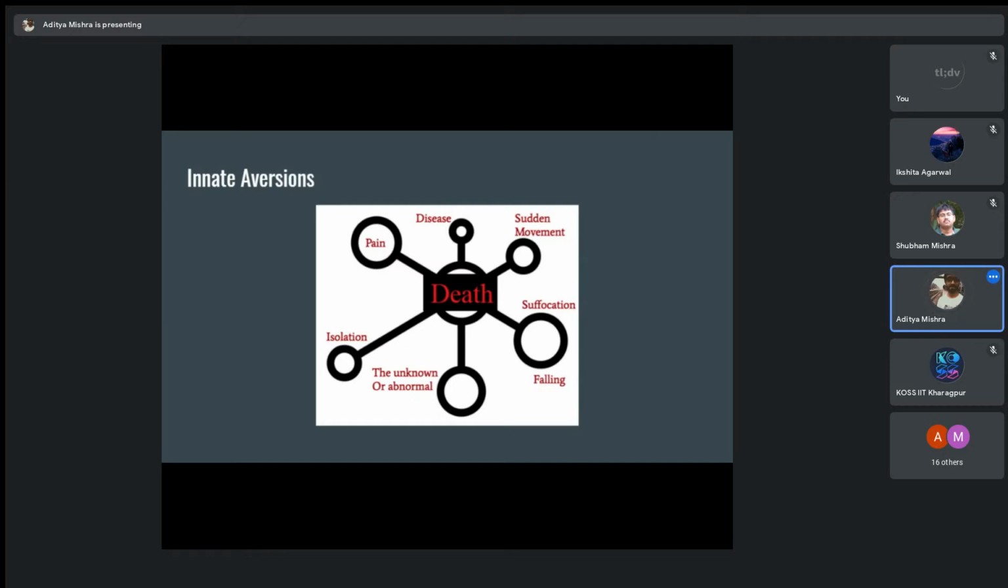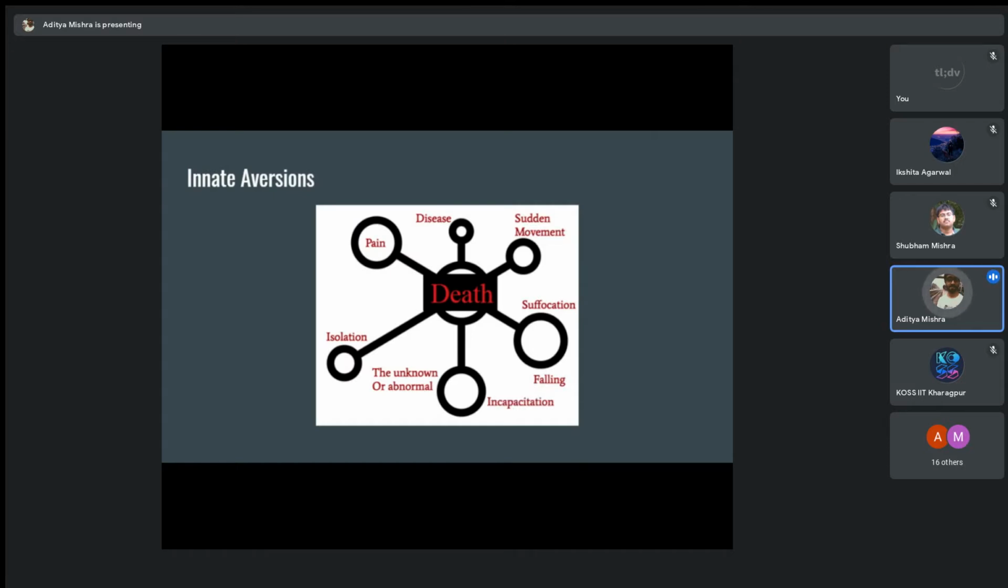Next one is falling. When our ancestors were monkeys, of course, they used to live on trees, and falling was a real danger. If they were sleeping and fell from the tree, they could risk dying, and those who developed a fear response to falling survived, and that's why we have a falling response in our brain.